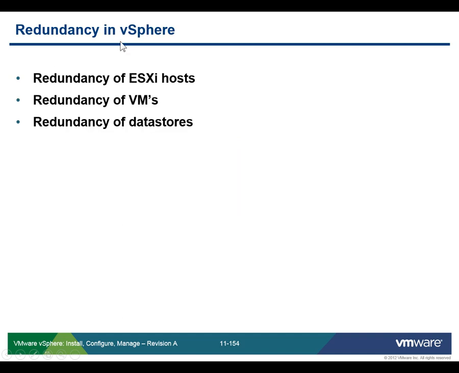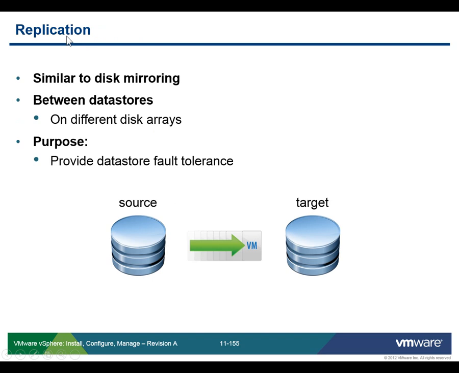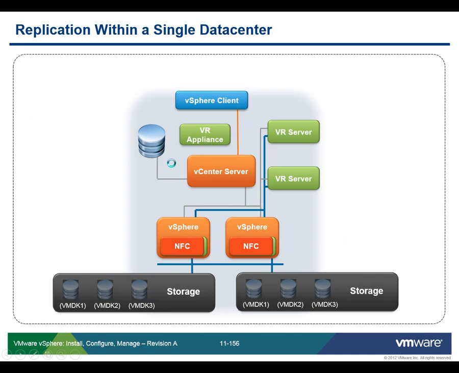Now, let's look at redundancy in vSphere. We've already discussed redundancy of ESXi hosts, and we've already talked about redundancy of virtual machines. Now, let's talk about redundancy of data stores. And this introduces replication. Replication is similar to disk mirroring, but the difference is it is replication between data stores on different disk arrays. And the purpose is to provide data store fault tolerance.